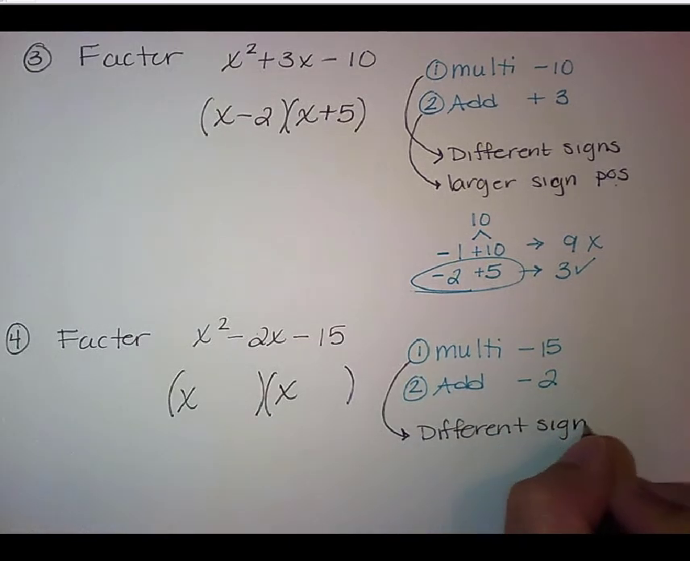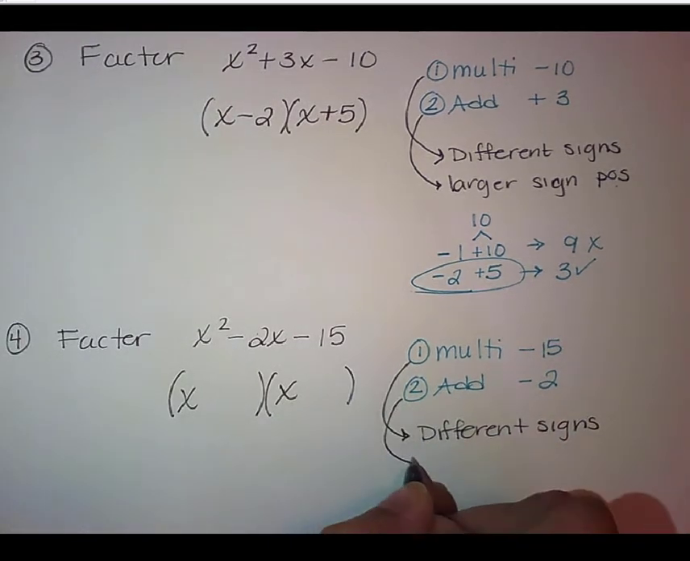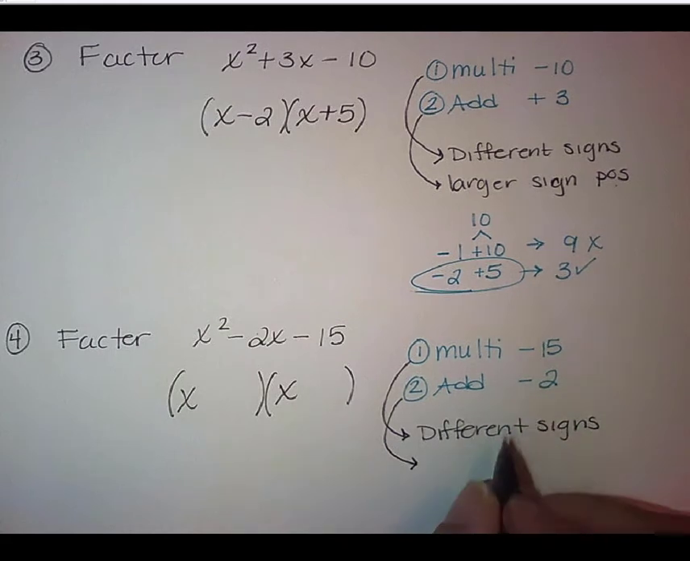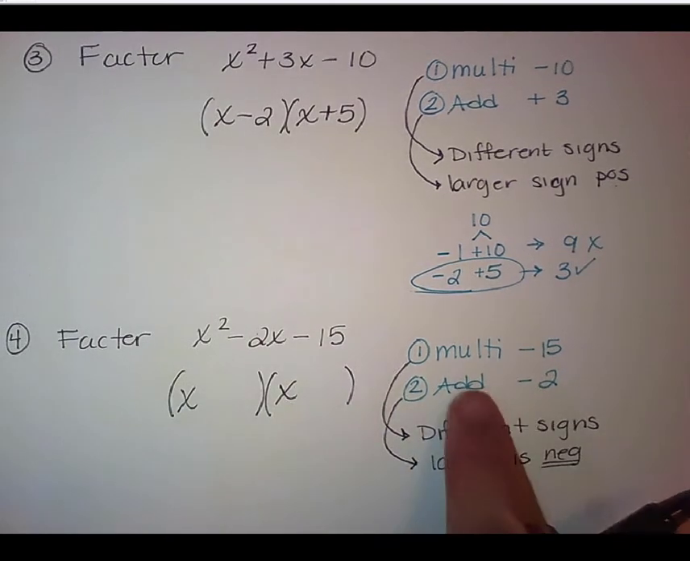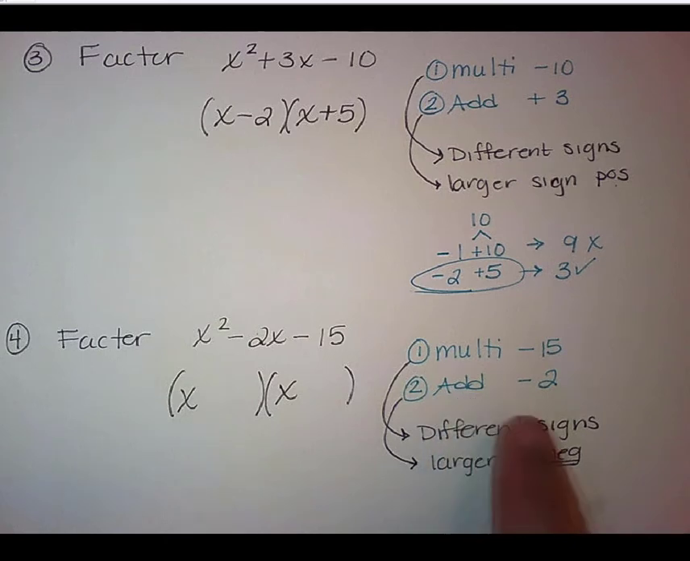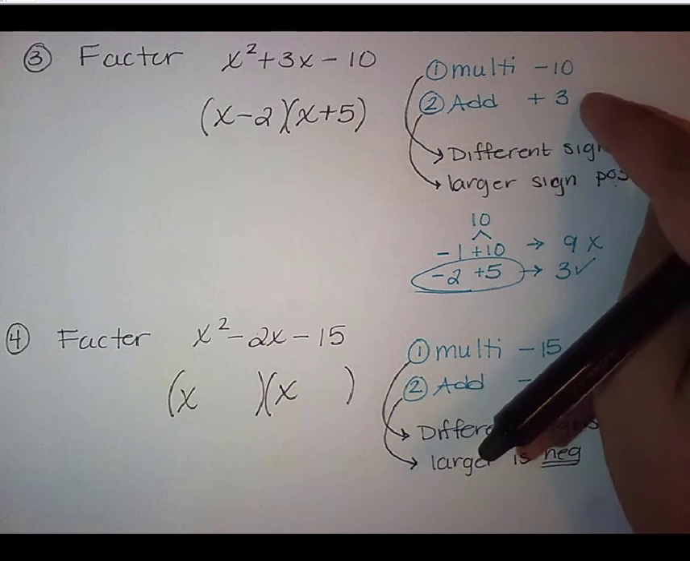Now this time, because I want my answer to be negative, my larger number is negative. Guys, on that second portion when we're talking about the addition part, your larger number should always match signs, whatever you want your addition to be in the center. So if it's negative, our larger number is negative. If it's positive, our larger number is positive.